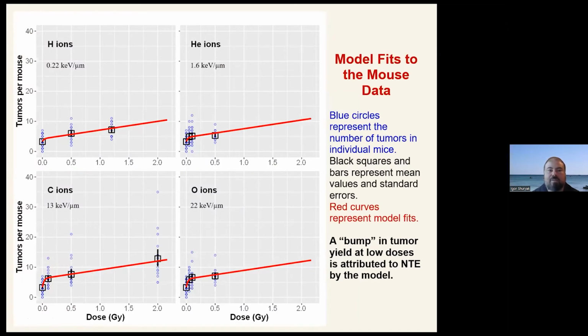And these graphs show the actual fits of this model to the mouse data, where each panel is a different type of space radiation, with the LETs also written for reference. And the x-axis is dose, and the y-axis is tumors per mouse. So the red lines are the fits of this model, and the blue dots are the data for individual mice, and the black squares and dots are the summaries, the means and the standard errors. So as you can see, especially for these heavier ions, there is definitely a nonlinearity, a bump of some kind at low doses of around 5 or 10 centigray here. And this is attributed to the non-targeted effects by this model.